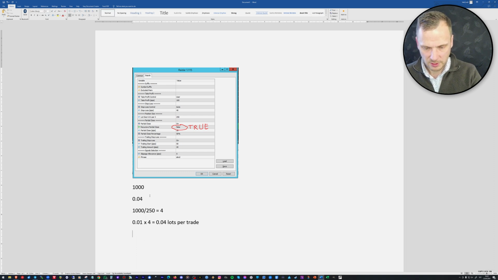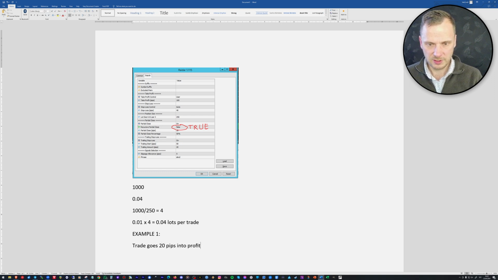Example 1. This will be the easiest of the lot. So we have partial close percentage at 50%, and it closes 50% on each 20 pips of profit. Trade goes 20 pips into profit.